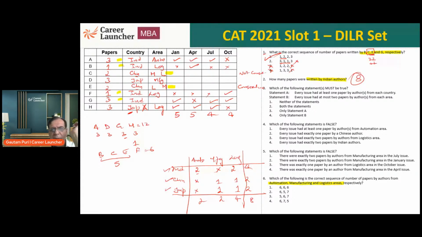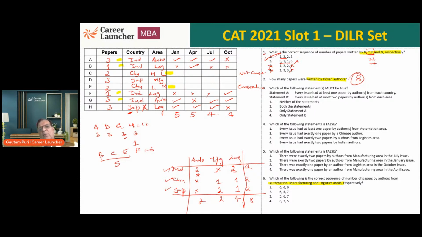So now what is left? India, 2 automation and 2 logistics. India, 1 automation, 1 logistics. India, 2 logistics. So that means the 4th author which is missing is, look at this. India needs 2 automation, which is A, only 1 automation. India needs 2 logistics, 1 logistics, 2 logistics. So that means G has to be automation. Okay. So except for the 2 Chinese, we have not been able to find anything for them.